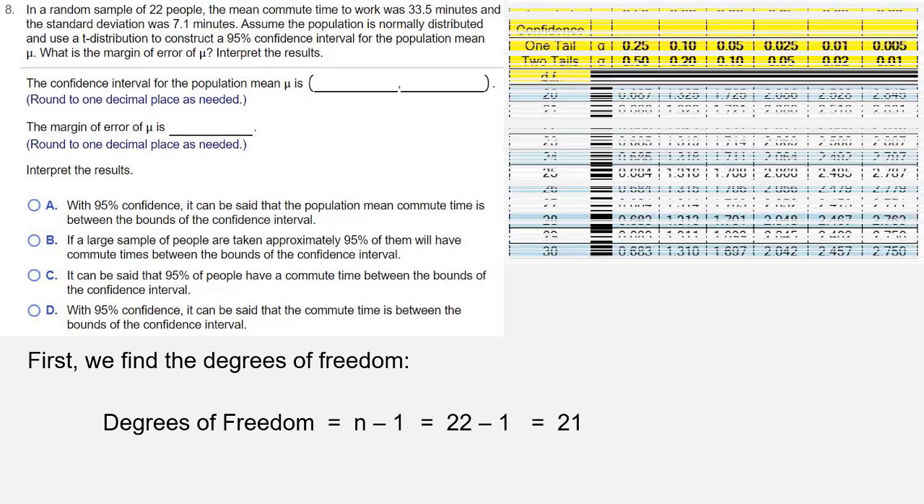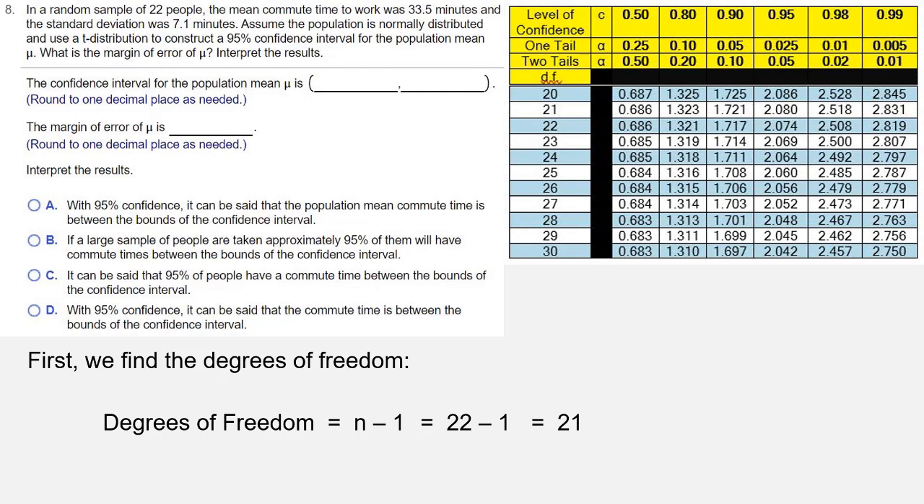So once we've got our degrees of freedom, we can go to the t-distribution table to find our critical value, Tc. So we're looking at 21 degrees of freedom and a 95% confidence interval, and we look for where those two intersect, and those intersect at 2.080. That's our critical value, Tc. Once we have our critical value, then we can move on to the rest of the problem.